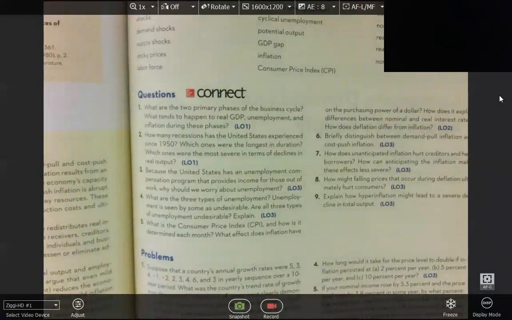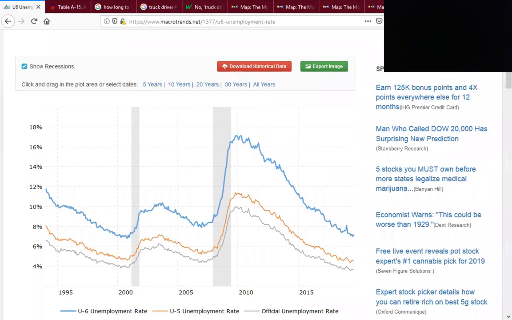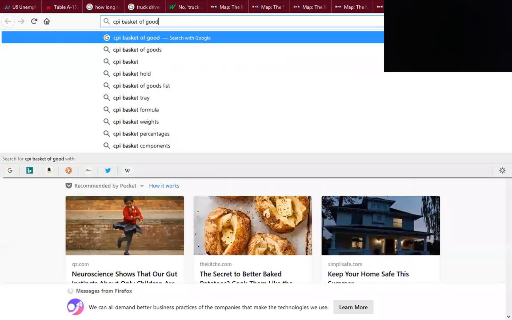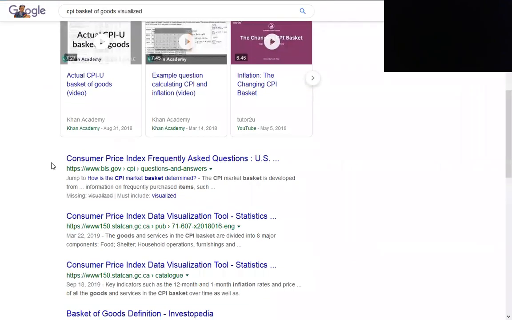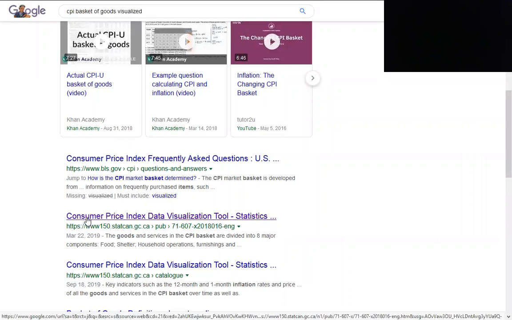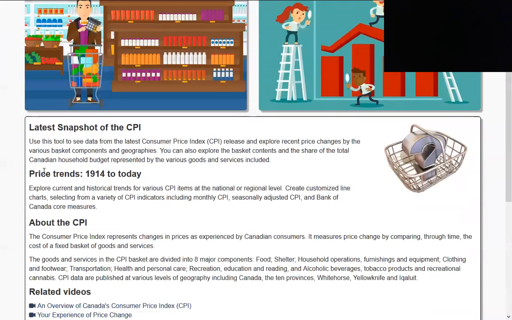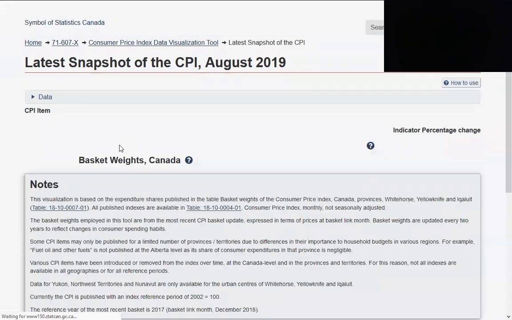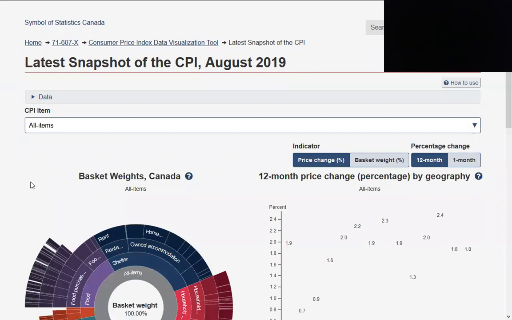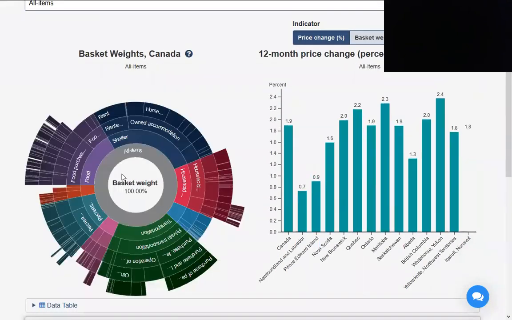All right. What's going on with the consumer price index? So we already talked about this a bit earlier, right? The government goes out and finds this basket of goods, right? I think there might be a visual representation of it. Let's see. CPI, basket of goods visualized. Oh, is this Canada? Dang, it's Canada. Yeah, they do the same thing. They copied us.